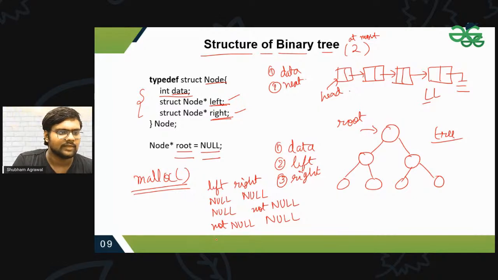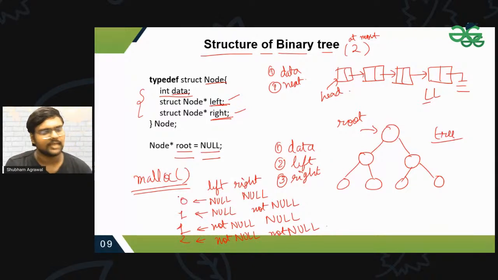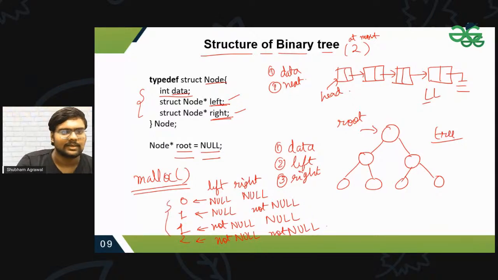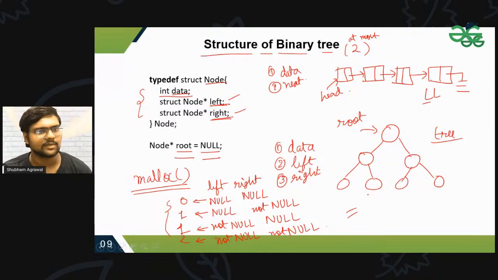Here we have two children, here we have one child, here we have one child, and here we have zero children. So any node can have at most two children. So this is the structure of a binary tree.